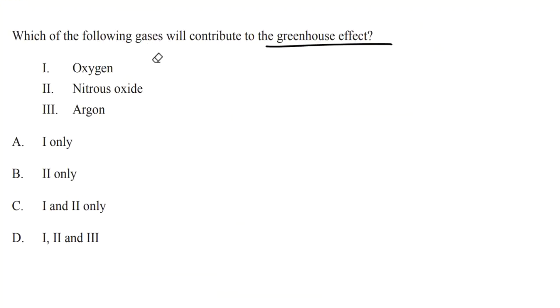Which of the following gases will contribute to the greenhouse effect? Oxygen, nitrogen oxide, argon.